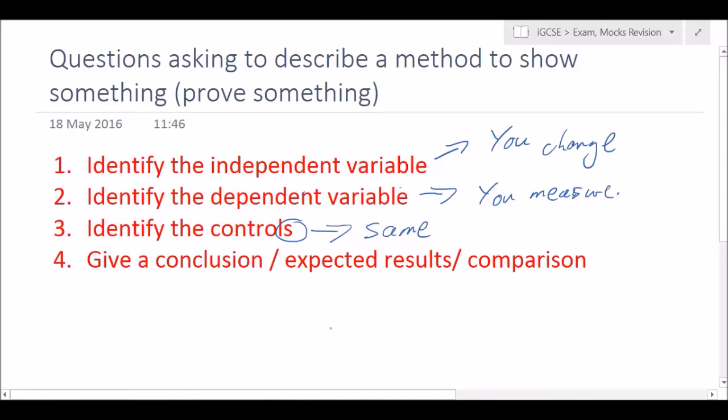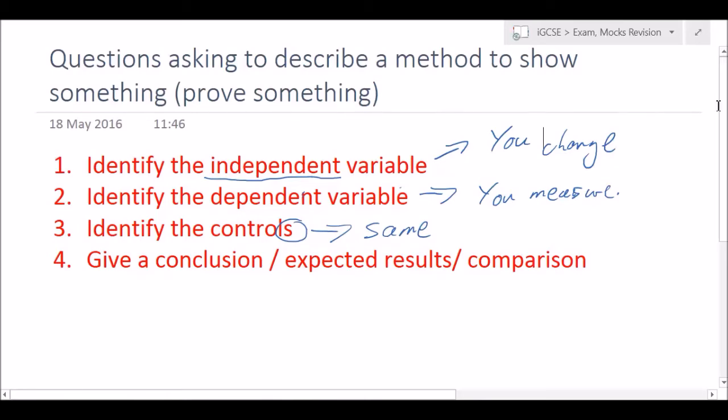And then finally, a 4th mark is probably giving a conclusion, a short statement of expected results, or comparing with and without. Imagine if this independent variable was a with or without. That's what it would be looking for, that comparison.